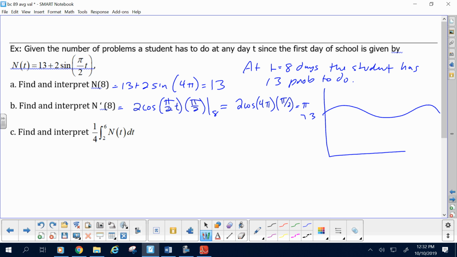What was your value? I got pi. Okay, now interpret. Now, when you go to interpret a derivative, first couple of pointers.